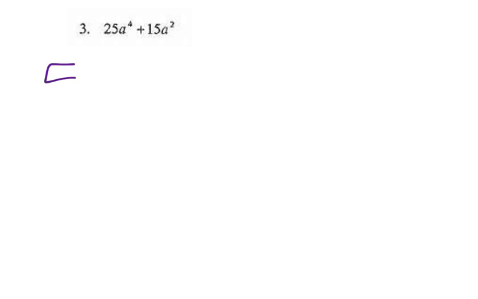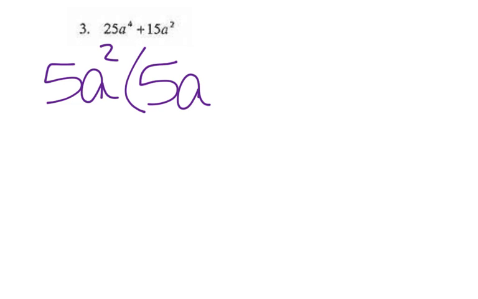25 and 15 both divide by 5. They both have an a. The smallest exponent is 2. So I'm going to pull out 5a squared. Open parentheses. 25 divided by 5 is 5. a to the 4th, pull out a squared. When you subtract your exponents, you get a squared. Plus 15 divided by 5 is 3. A squared cancels. There's your answer.